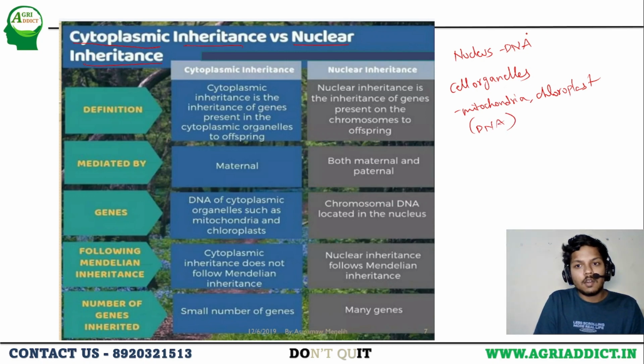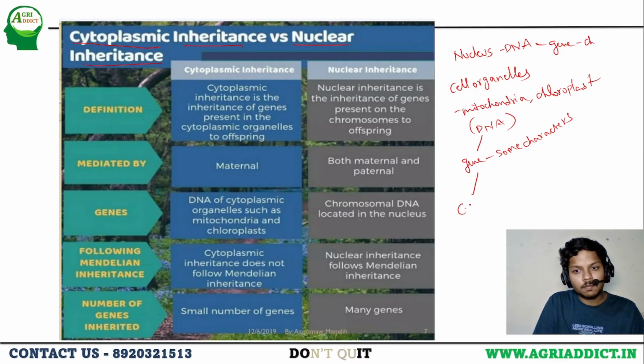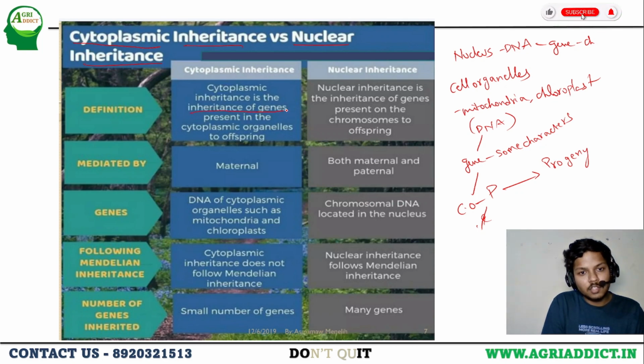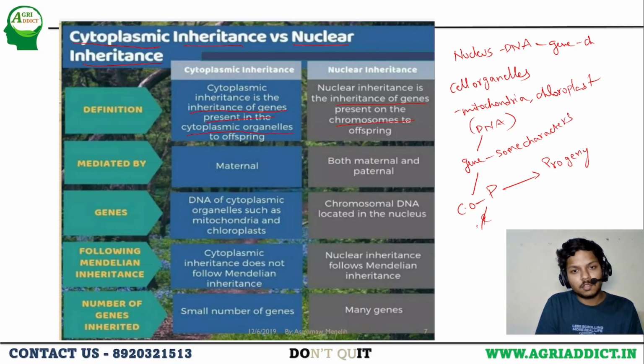You all know that DNA in turn makes up genes, chromosomes, etc. Similarly, in this DNA also there will be some genes which control some characters. The transfer of genes from the cell organelles from parent to progeny, we call it cytoplasmic inheritance. It means inheritance of genes present in cytoplasmic organelles. That's it. Nuclear inheritance means inheritance of genes present on the chromosomes.